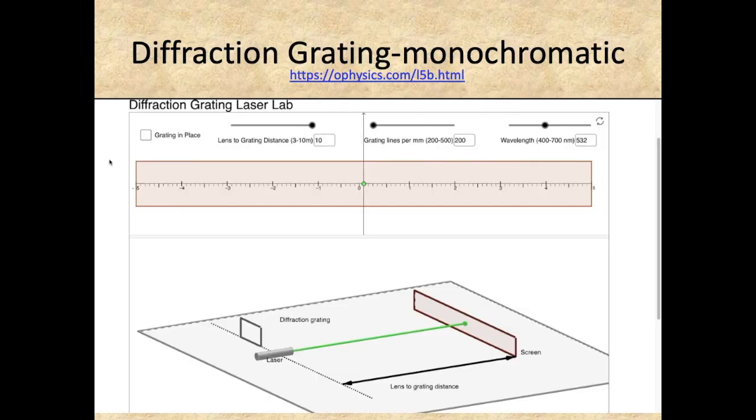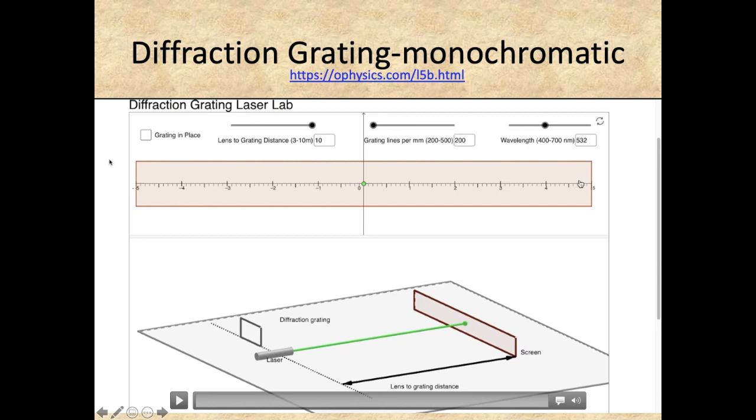Let's try to explain with this simulation. This is the image of what we see on our screen. So this is what we were seeing on the wall in the video before. That's the laser, and when I place the diffraction grating in place, I will be able to change the number of lines per millimeter, and then I will be able to change the wavelength, and then I can change the distance to the grating from the screen. Let's see what happens as the ray diagram, as well as what we actually see on the wall.